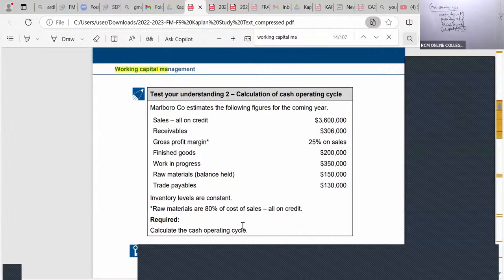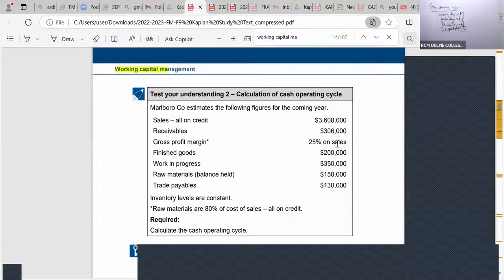Required, calculate the cash operating cycle. The person who taught me finance a long time ago told me, whenever you see this gross profit margin, then the examiner has not given you cost of sales. You must get this cost of sales. So gross profit margin is 25%.